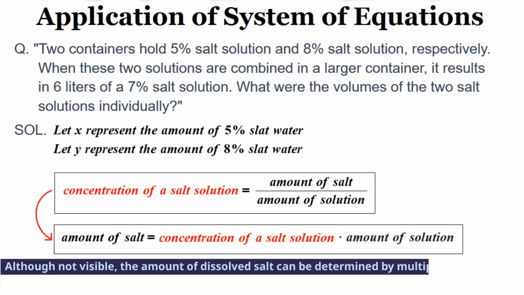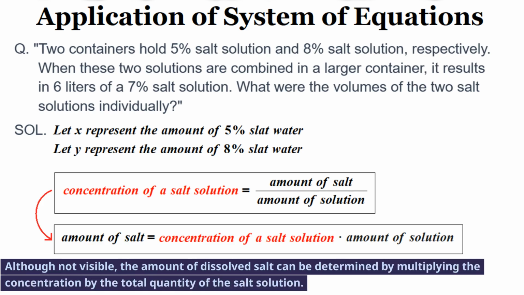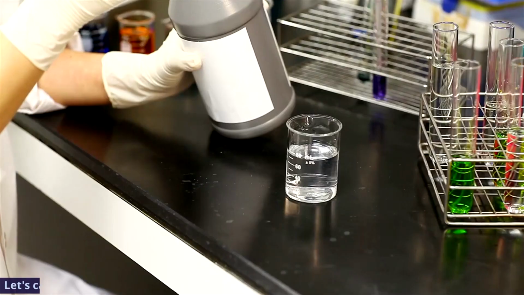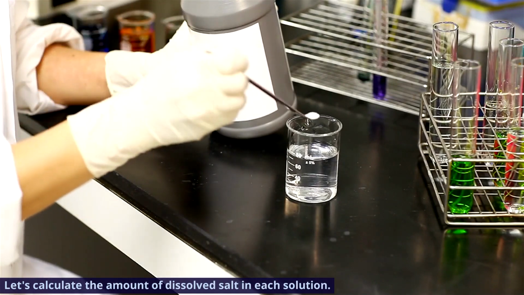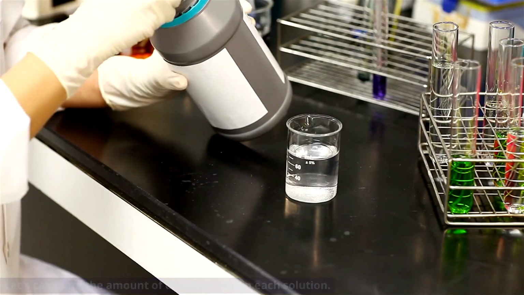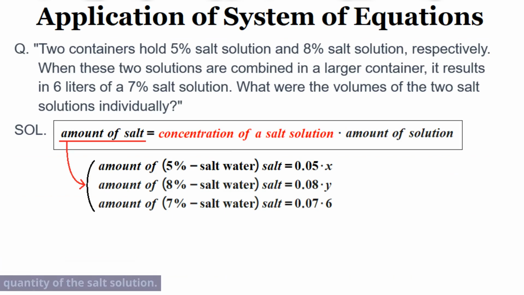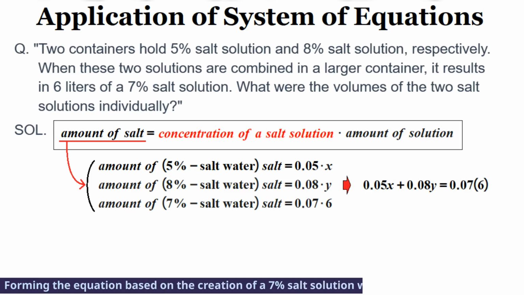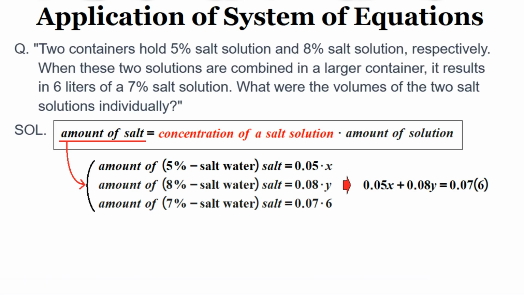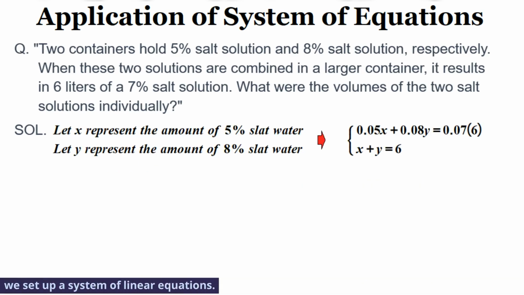Although not visible, the amount of dissolved salt can be determined by multiplying the concentration by the total quantity of the salt solution. Let's calculate the amount of dissolved salt in each solution. Create 3 expressions by multiplying the concentration of each salt solution by the quantity of the salt solution, forming the equation based on the creation of a 7% salt solution with 6 liters. We set up a system of linear equations.